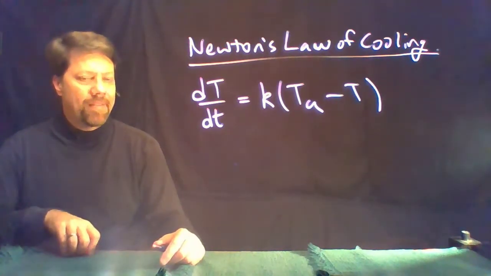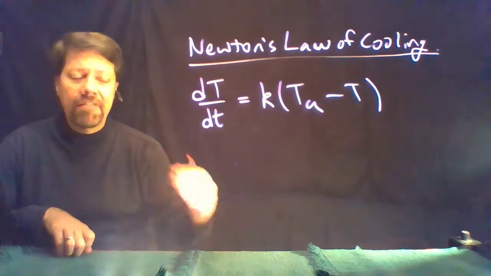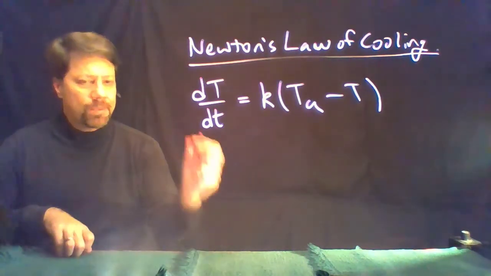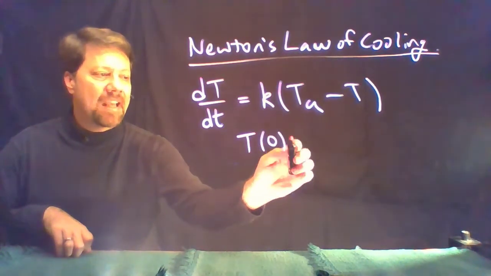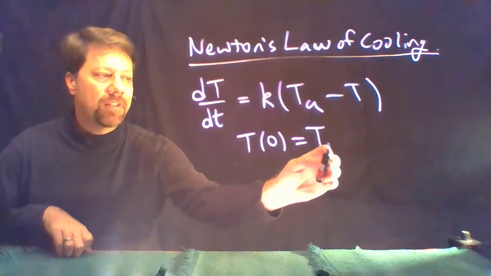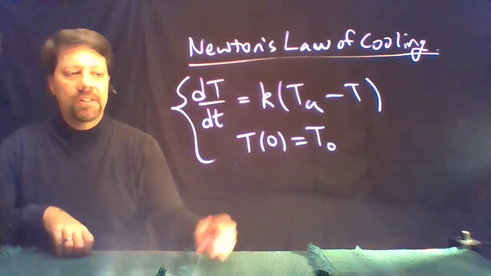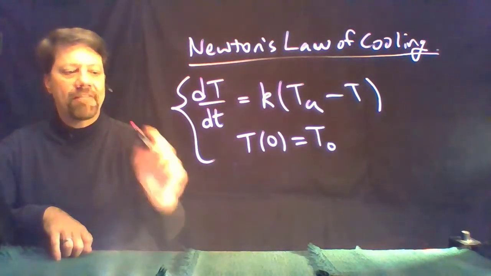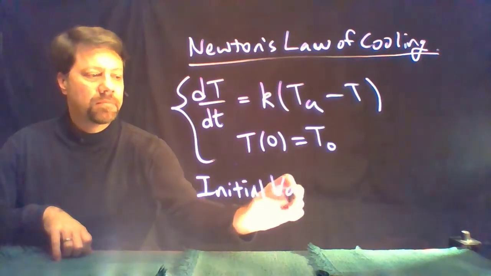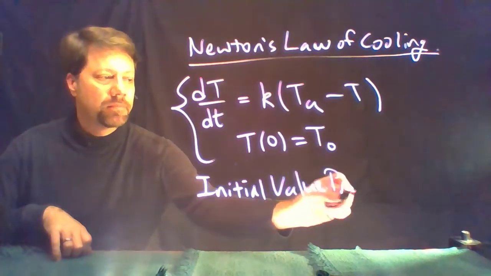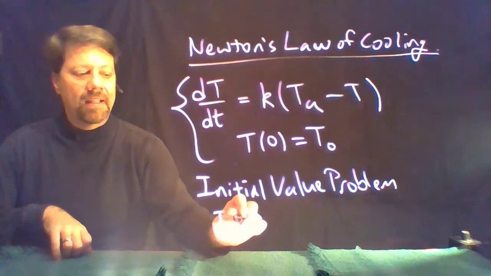Notice also that since this is a differential equation, we're expecting to have an infinite number of solutions. To specify one particular solution, let's assume that the temperature at time t equals 0 is some value T naught. By specifying a differential equation, together with initial data, we have an initial value problem, or an IVP.